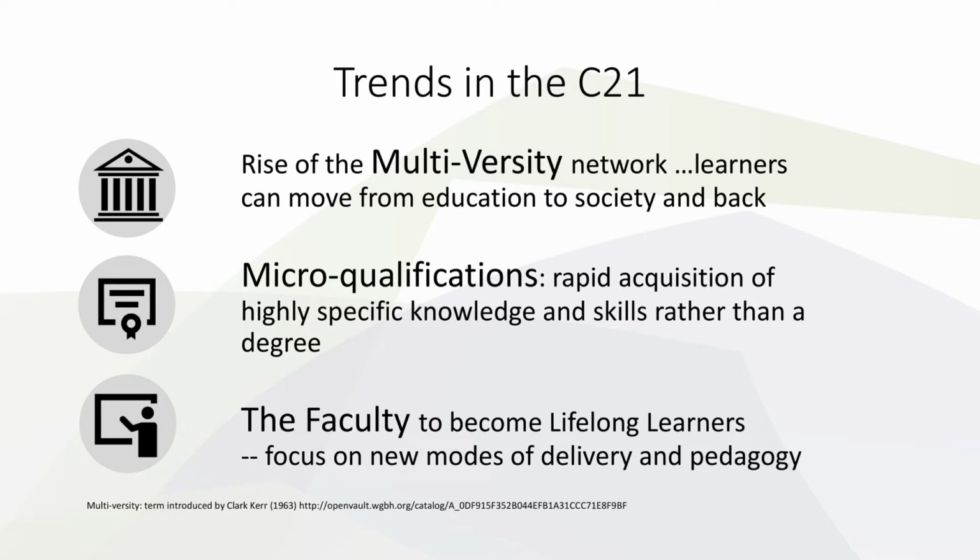If we look at young people, changing 4 jobs by the age of 31 is the new normal for our young people. We need to focus on skilling and reskilling learners for the uncertain world of tomorrow. Learners will need to move back and forth from academia to employment. This could give rise to networks of multiversities. Micro-qualifications are already becoming as important as degrees. In addition, the faculty will have to become lifelong learners to acquire the knowledge and skills in new modes of delivery and pedagogy. Are our universities preparing for these changes?